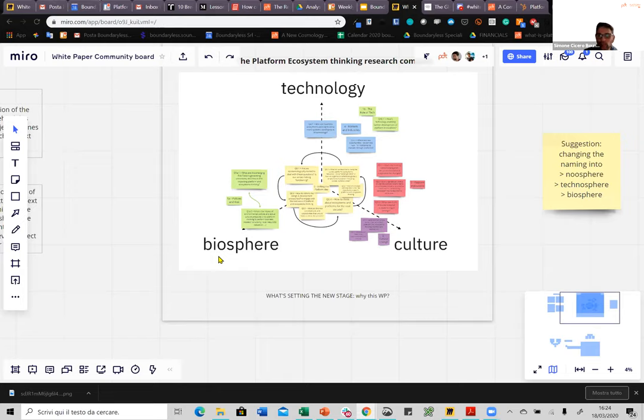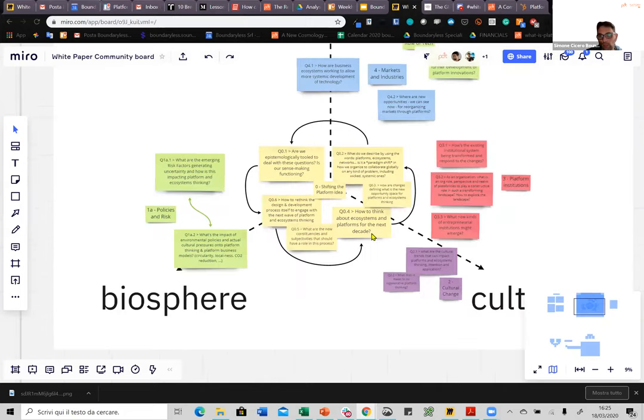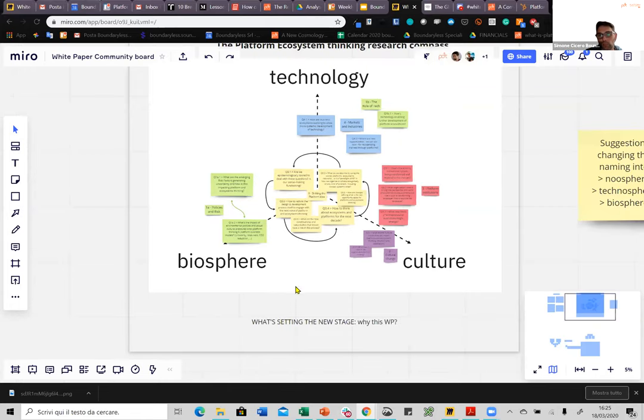On the other hand, we have the biosphere axis, which you are probably familiar with: all the issues we have to deal with in terms of climate change impact or ecosystemic collapse, now coronavirus, all these big risk factors that we see emerging as we face the limits of our biosphere. And we have the cultural evolution layer, which is definitely important. It's about how human culture has been evolving in the last millennia. What is the role of cultural evolution and regeneration in rethinking the role of platforms and ecosystems? So these are the three main axes. Some of these questions are more central and relate to the whole set of axes, while some are more scattered across this radar.